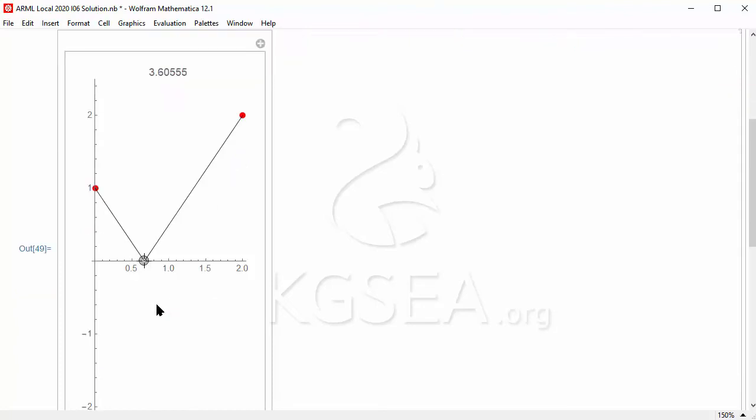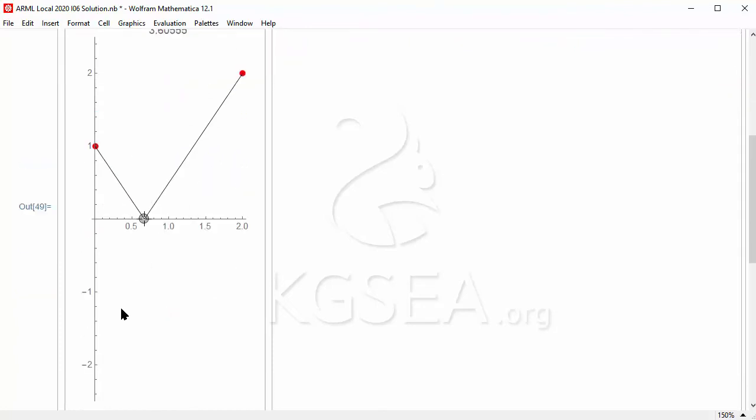So how do you find it is the question. The answer is, have you thought about it? Pause and think about it. How to find the lowest number. Okay, did you think about it?